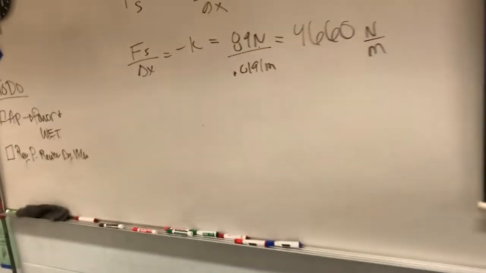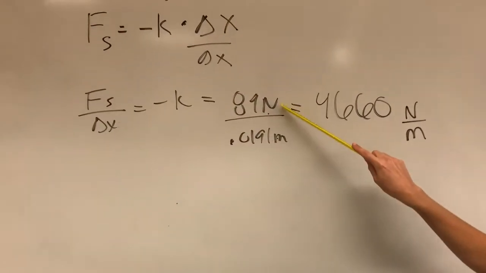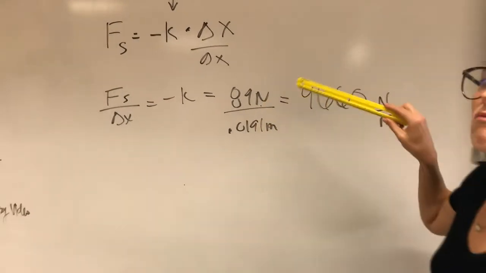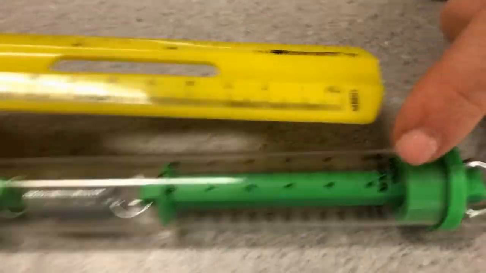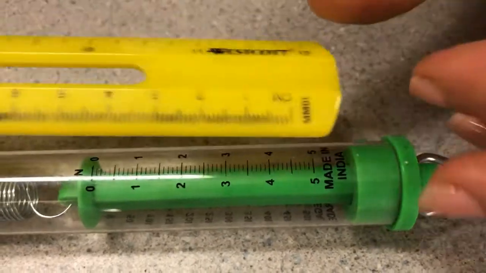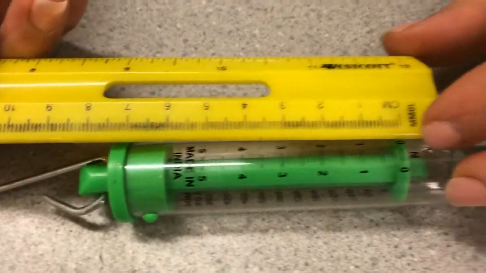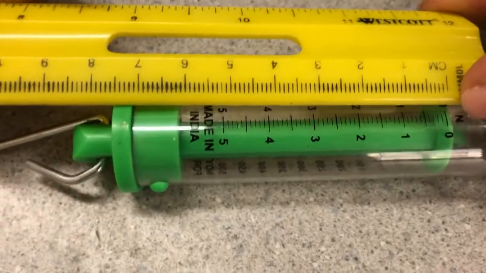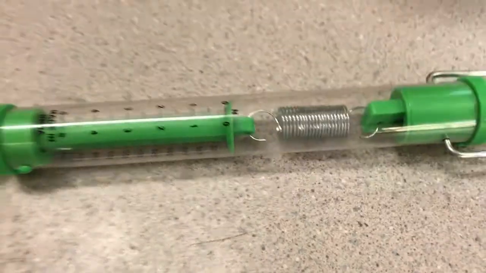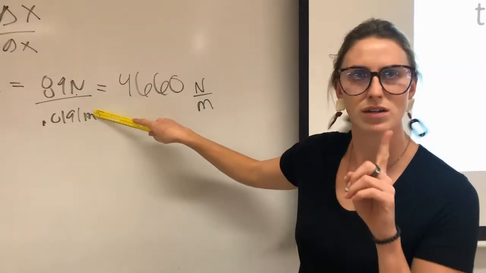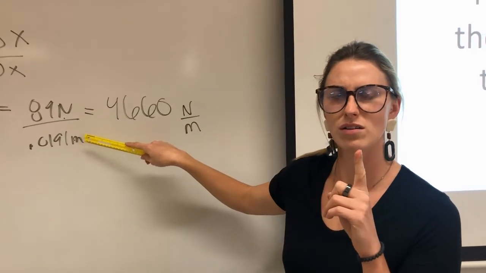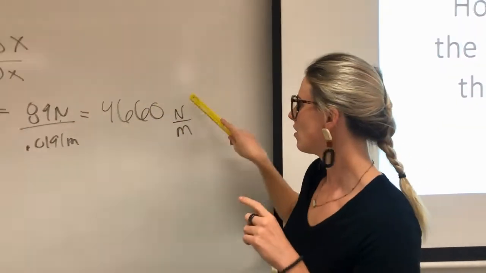Well, we need to have the force the spring exerts, and we need to have the displacement. So this spring has the capacity to do 5 newtons right here. I'll measure from the same side, and we have 5 centimeters for 5 newtons. So 5 divided by 5 gives me a spring constant of 1 newton per centimeter.